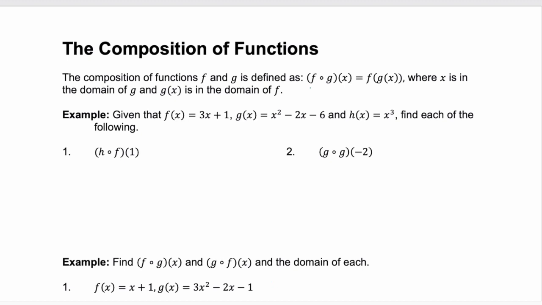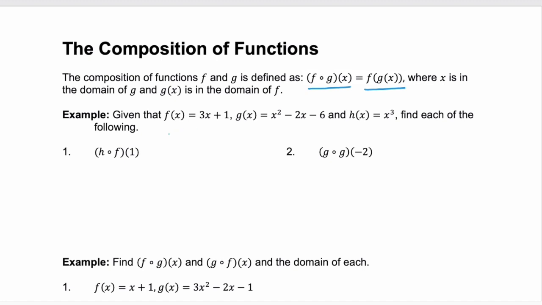Sometimes you're going to see a composition of functions that looks like this notation, and it's read f of g of x. And what it means is this. You're evaluating g of x, and then you're going to evaluate f with the result you got from the evaluation of g of x. Let's look at an example.